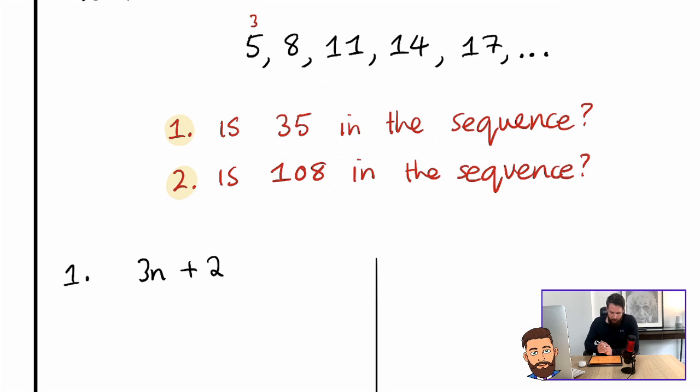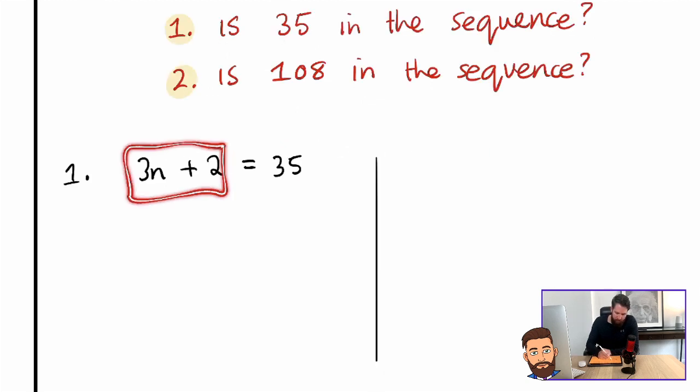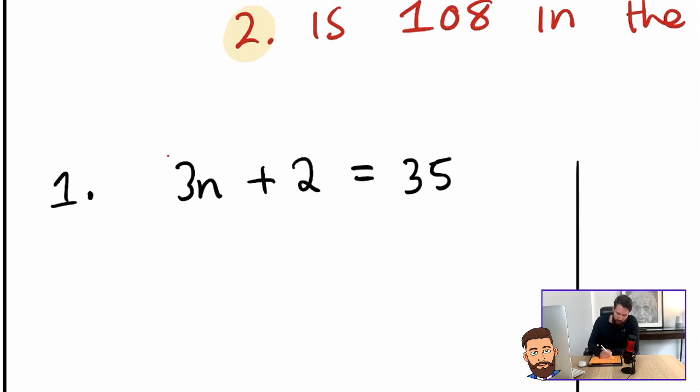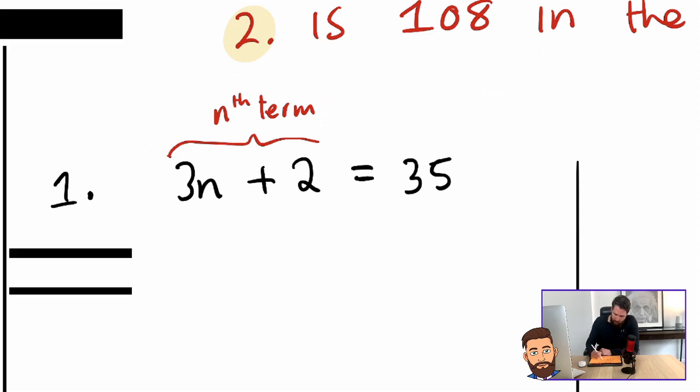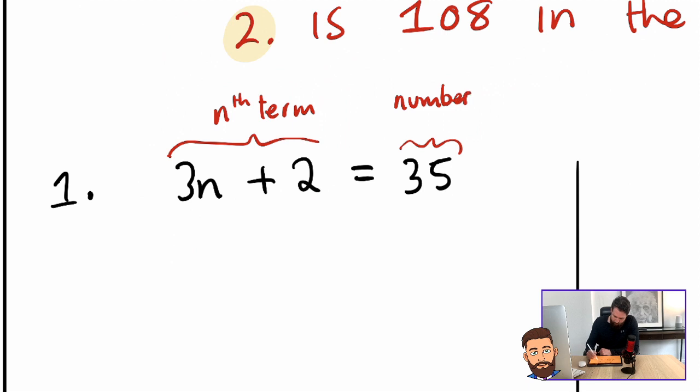Okay, and I can make that equal to whatever I'm trying to find. In this case, I'm trying to find, is 35 in the sequence? So I'm going to make it equal to 35. So I've made an equation where I've got my nth term equal to what I'm trying to find. And I'm just going to write that down for you. This is the nth term, and I've made it equal to the number I'm trying to find, if it's in the sequence, okay?